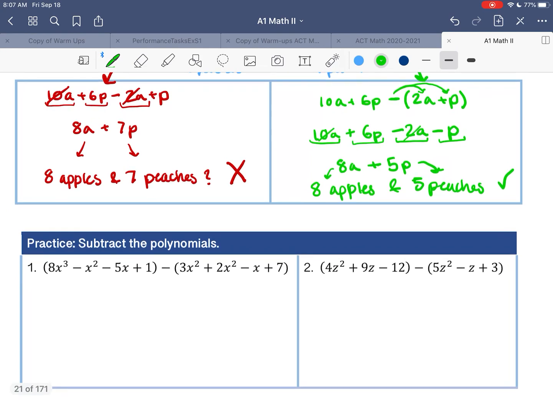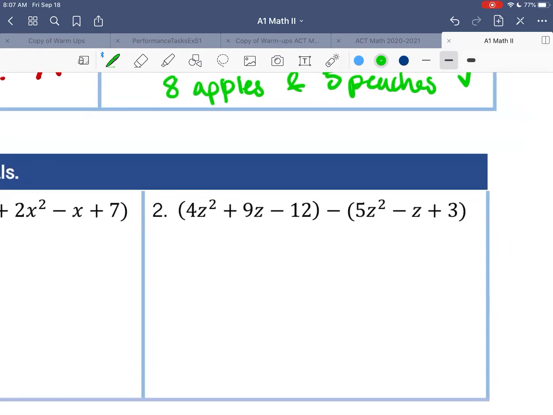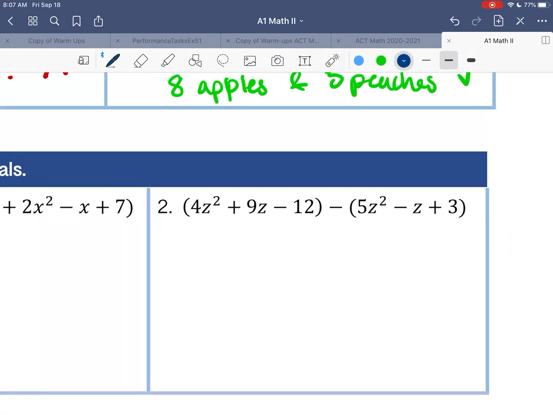And I'm going to do one example of this one. And just to mix things up, I'm going to do number 2 instead of number 1. So first thing, and in case you're curious, I am not distributing the negative. The negative does not distribute backwards like this. So the reason I'm just taking the parentheses off the first polynomial is because the negative only needs to be distributed into the thing that follows it.